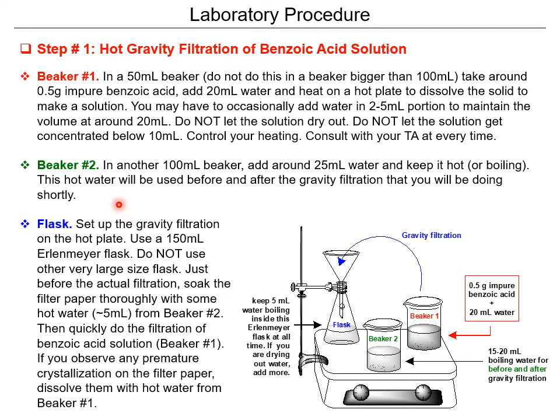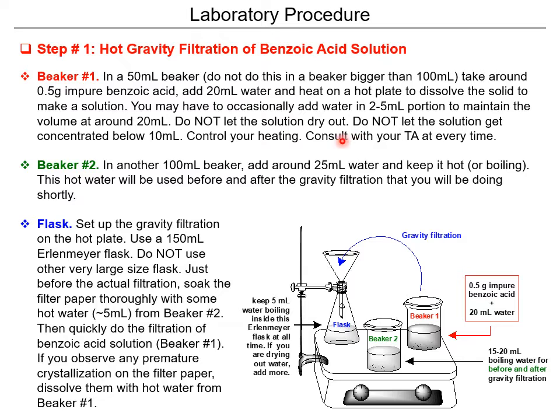You may have to occasionally add water in 2 to 5 milliliter portions to maintain the volume at around 20 milliliters. This is because when you're heating it, it starts to evaporate. And this is worse with other solvents other than water, which are much more volatile. Do not let the solution dry out, and do not let the solution get concentrated below 10 milliliters. Make sure to control your heating.